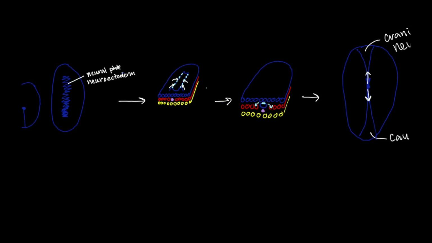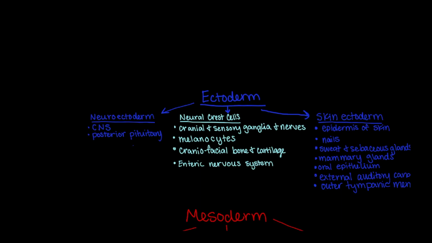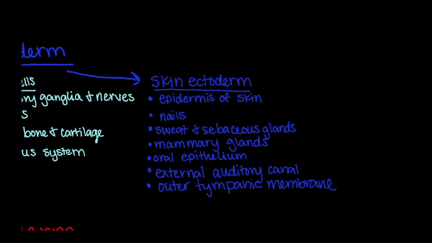And then finally, the remaining ectoderm will form skin ectoderm. And this will result in the formation of the epidermis of the skin, nails, sweat and sebaceous glands, mammary glands, oral epithelium, external auditory canal, and it'll also form the outer lining of the tympanic membrane.